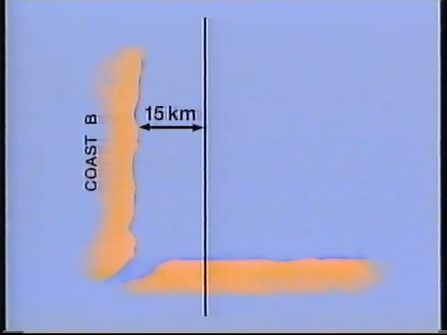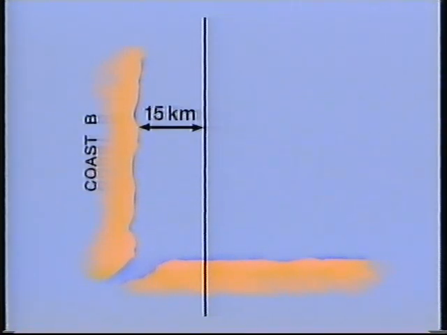A ship is in distress at a position less than 15 kilometres from coast B. So we can draw our first locus. This is the locus, a straight line going up, which is 15 kilometres away from coast B. We know the ship is somewhere within this region.